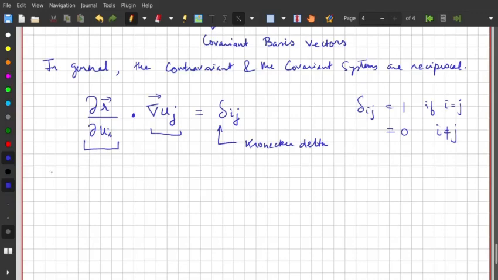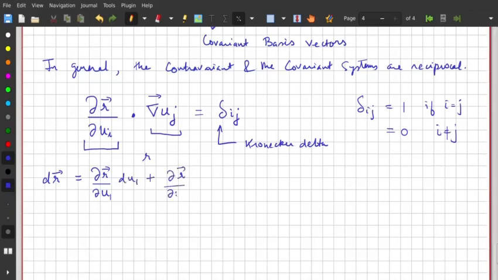Okay, so let's say a differential element dr vector in the curvilinear coordinates could be represented like this, where remember r is a function of u1, u2 and u3. So I can write this as partial r partial u1 du1 plus partial r partial u2 du2, and then partial r partial u3 du3.